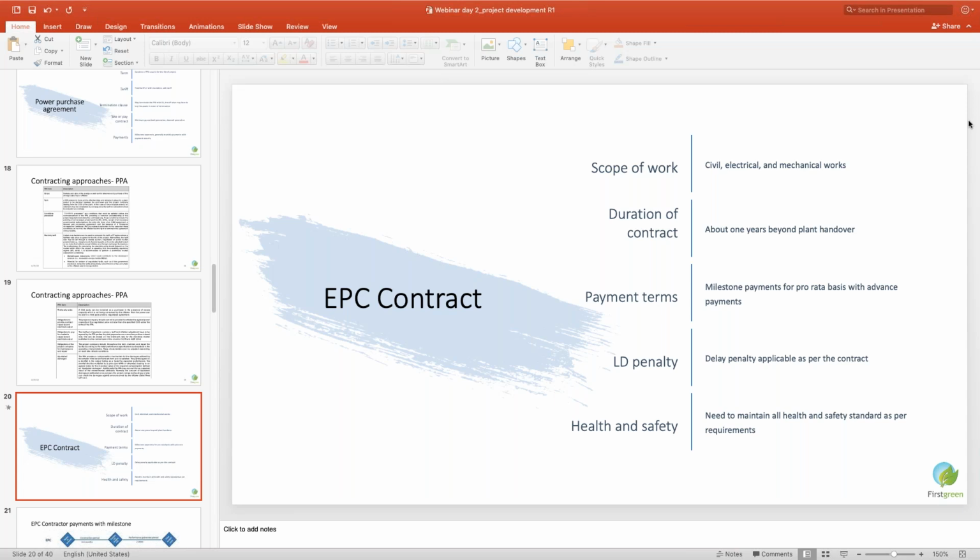The payment terms are typically milestone based. You can give some payment in advance. We will discuss what those typical payment terms are, but some payment is advance and the balance is milestone based, given on a pro rata basis depending on the progress. There are LD clauses: if there is a delay due to the EPC contractor, then what are the consequences, and how it will be subject to warranties.